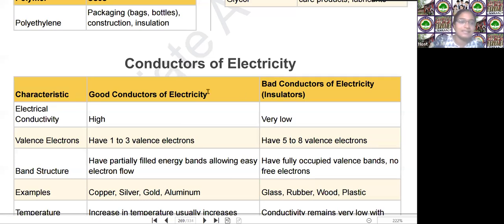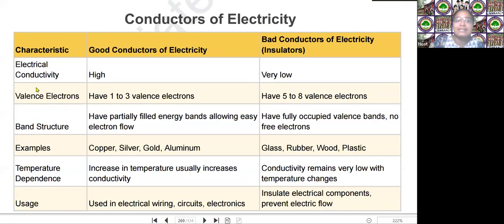Okay, let us discuss. The first one is electrical conductivity. If you have a good conductor, it has a high electrical conductivity. If you have an insulator, it has a very low conductivity. What is the quality of an insulator? It has a very low conductivity, and it resists the passing of electricity through it.